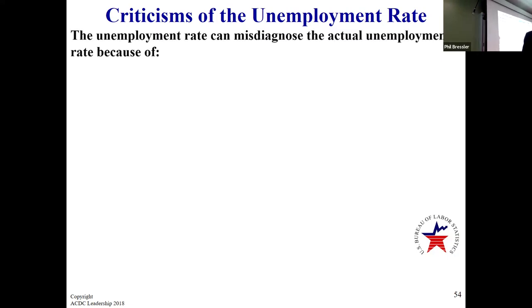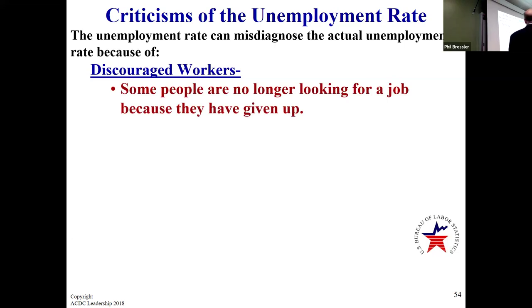All right, the next thing is criticisms of the unemployment rate. We're just on yesterday's sheet. Now, here's the major criticism: discouraged workers. Those are people no longer looking for a job because they have given up.